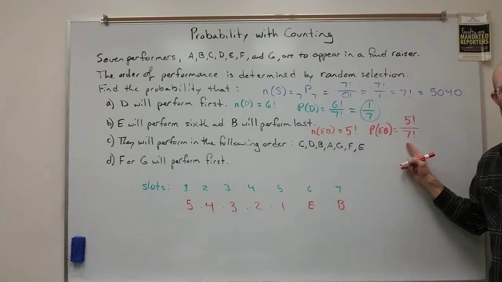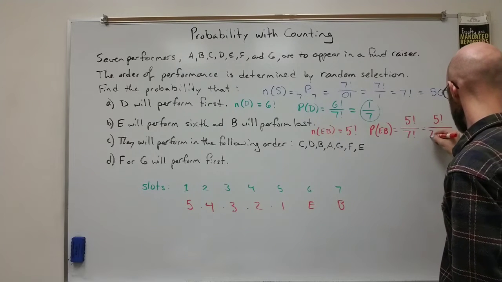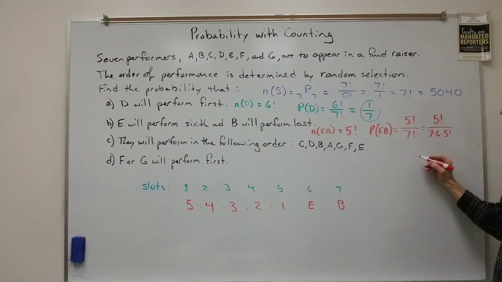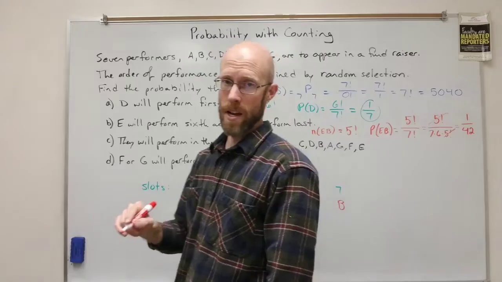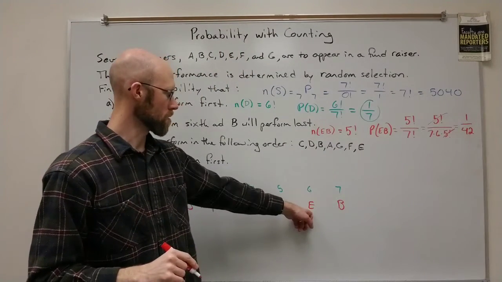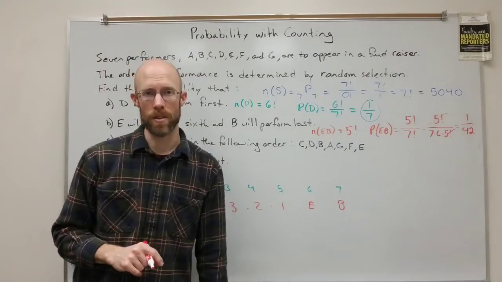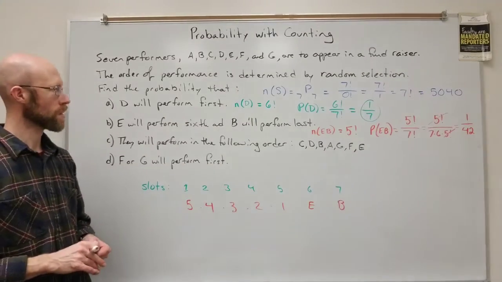And of course here I can cancel again. It's 5 factorial over 7 times 6 times 5 factorial, right? I can expand out a little bit of this. The 5 factorials cancel. 7 times 6 is 42. So it's a 1 in 42 chance that E is listed 6th and B is listed 7th. Okay, so 1 in 42 chance that that will occur.